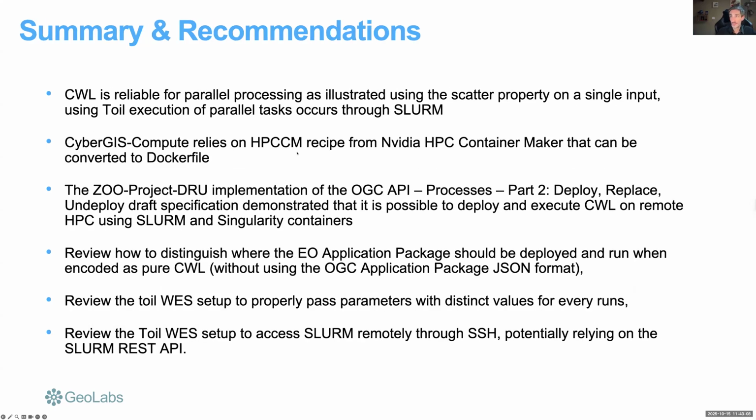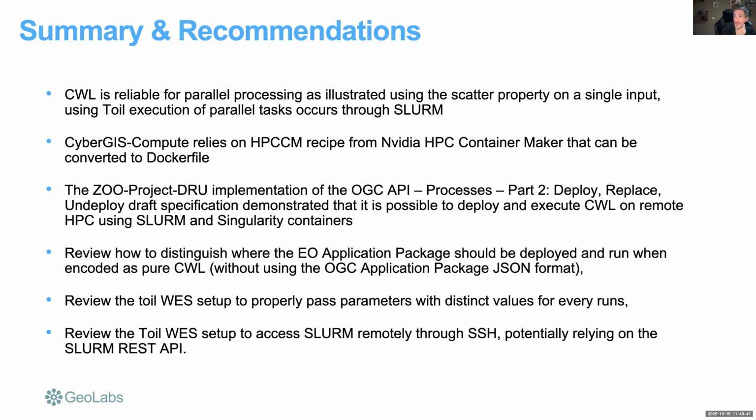About the summary and recommendation, so CWL is reliable for parallel processing. I will illustrate this in the demonstration by using the scatter property on a single input. This way you can have one input, or you can run the algorithms on one dam or on a list of dams, and all this dam processing will be run in parallel without the need of you modifying anything from your initial CWL.